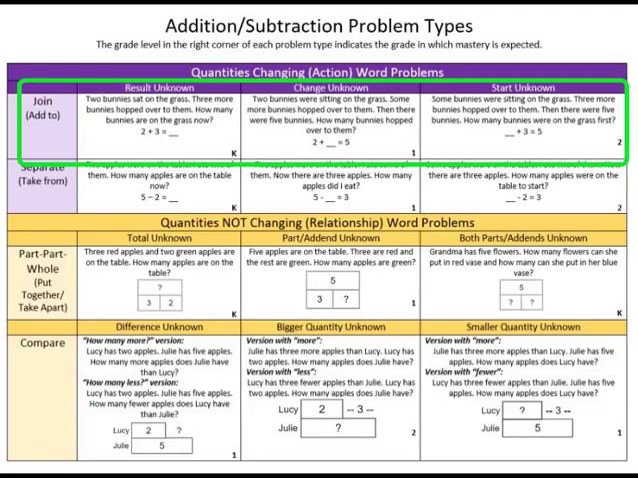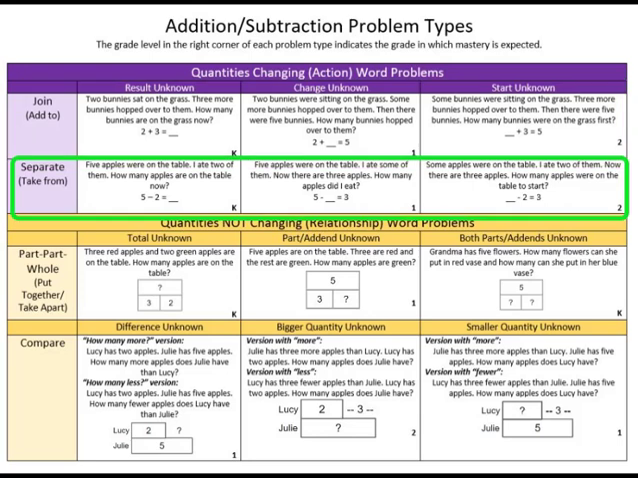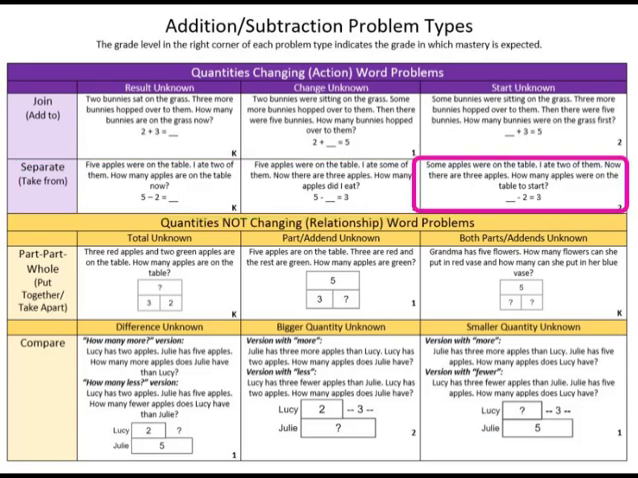Looking back at this chart again, we just explored each of these join problem types. We looked at the join result unknown, the join change unknown, and the join start unknown. If we notice that there's a separating situation, we also use a semantic equation to represent that situation and how children think about that problem. We'll look at this last one as an example. Some apples were on the table. I ate 2 of them. Now there are 3 apples. How many apples were on the table to start?